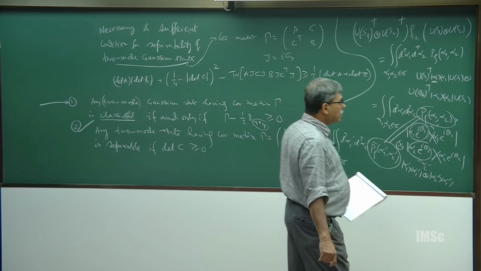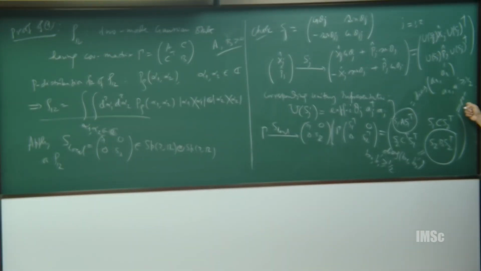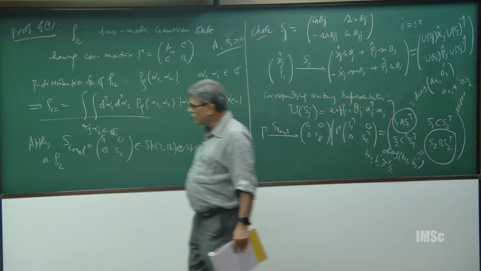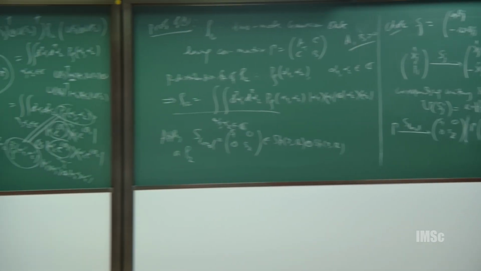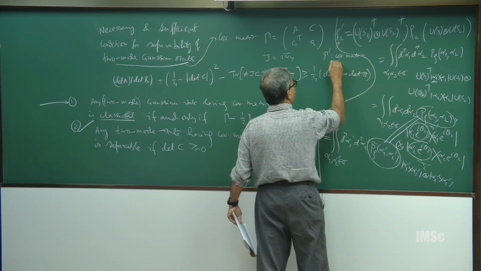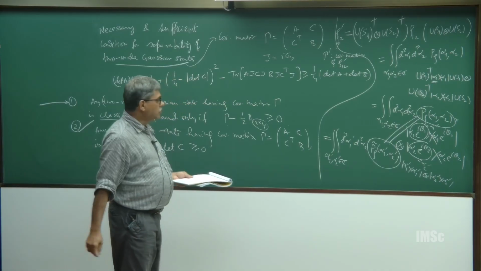So, now let me call this gamma prime. This is my new covariance matrix. I mean basically this is the covariance matrix corresponding to the state. So, if you call it rho 1 2 prime, then gamma prime is the covariance matrix of rho 1 2 prime. Okay, good.